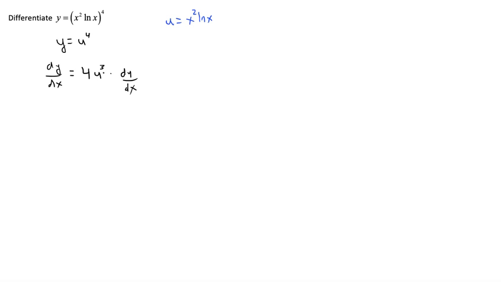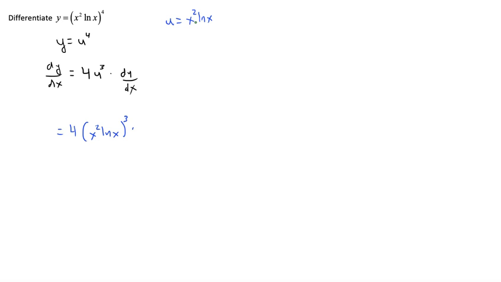So let's go ahead. Well, we know what u is, right? The u is just x squared ln of x. So we can actually just plug that in. It's going to be 4 times x squared ln of x to the third power. But then we still have this part to take care of. What is the derivative of x squared times ln of x?